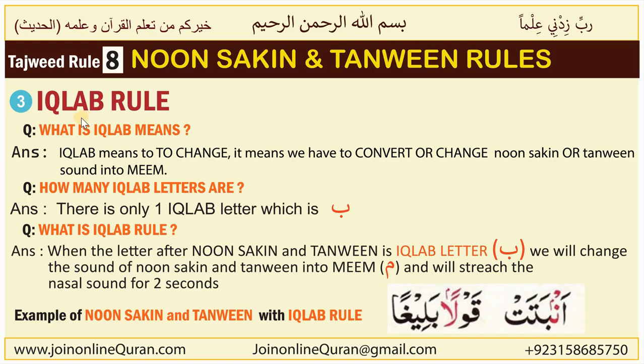The second thing we need to know is how many iqlab letters there are. Like in the Izhar rule, there were 6 throat letters, and in the second rule, there were also 6 Yarmalun letters. Now in this third rule, the iqlab rule, there is only one iqlab letter, which is ba.